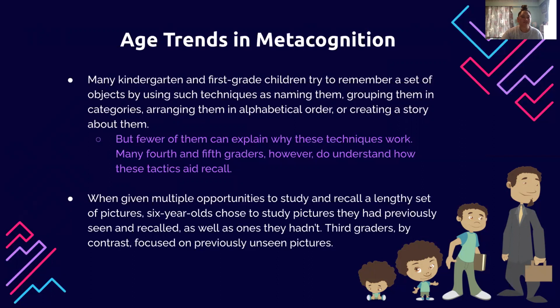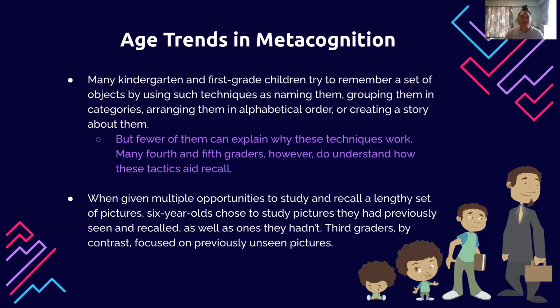And so for that first trend, it says many kindergarten and first grade children try to remember a set of objects by using such techniques as naming them, grouping them in categories, arranging them in alphabetical order, or creating a story about them. And so they do that, but few of them can explain why these techniques work. So they don't really have an understanding of their metacognition. They're just doing it. But then when we look at 4th and 5th graders, they do understand these tactics and recall.